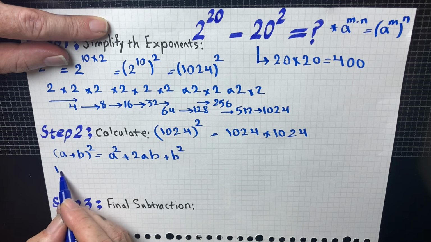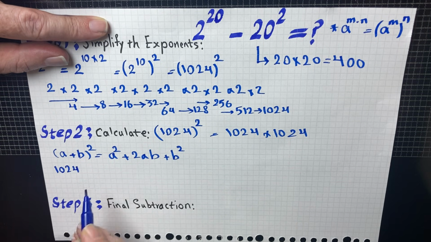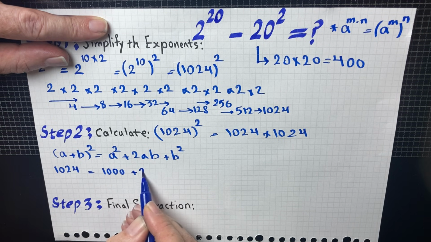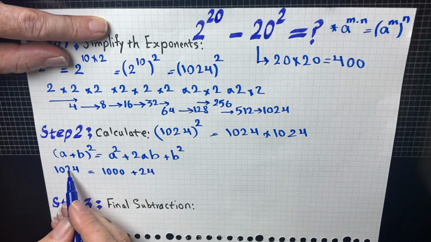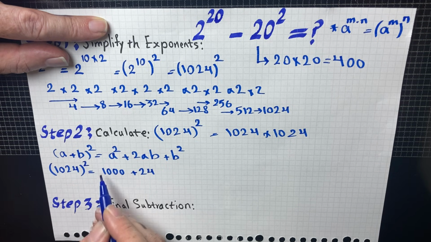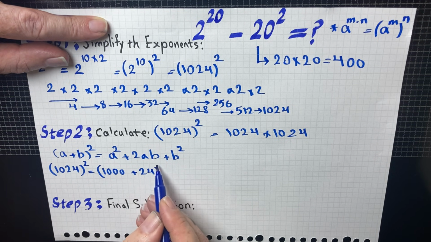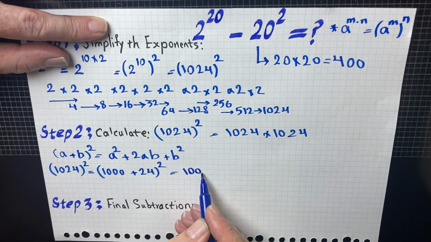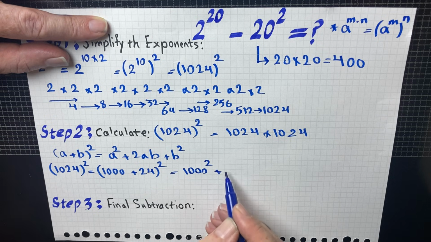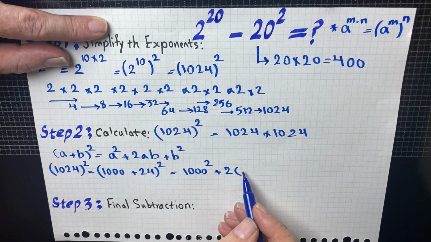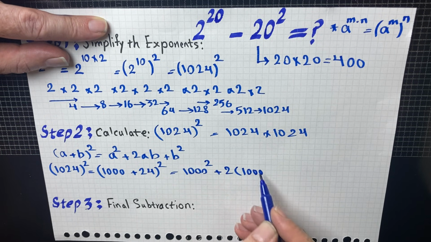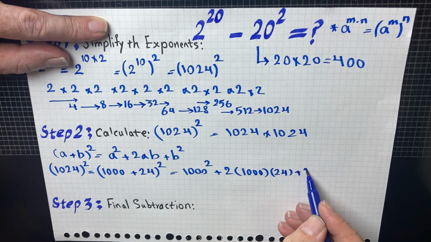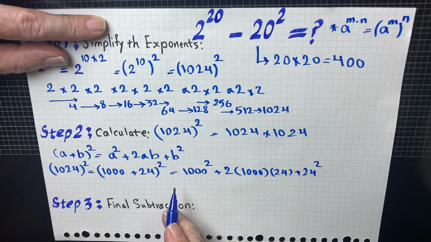So 1024 can be written as the sum of 1000 plus 24, right? So 1024 to the power of 2 is 1000 plus 24 to the power of 2. What is this? First term 1000 to the power of 2, plus twice the product of the first term 1000 times second term 24, and finally 24 to the power of 2.